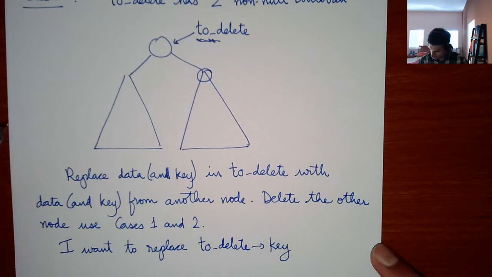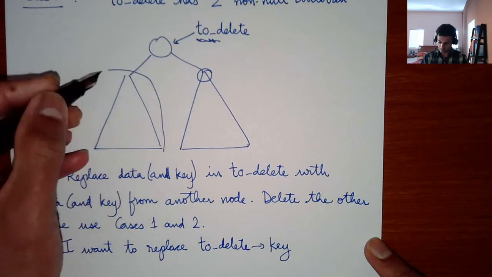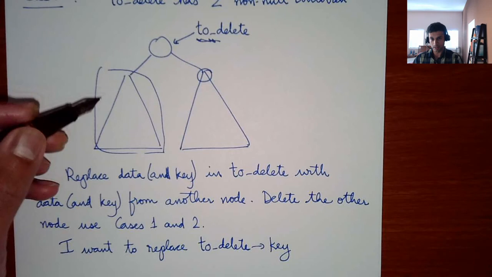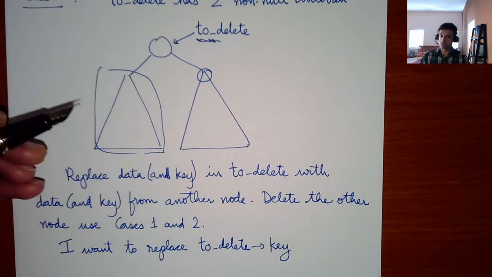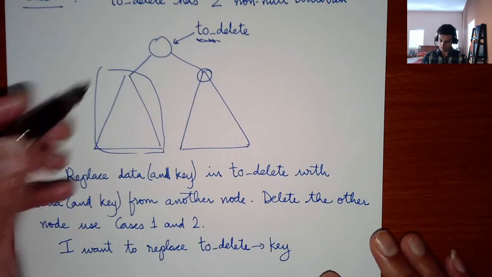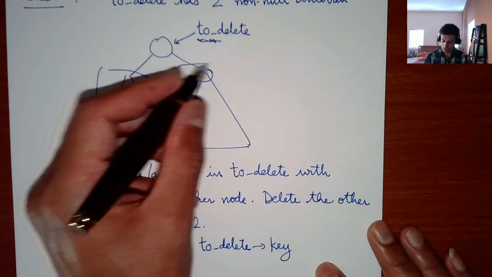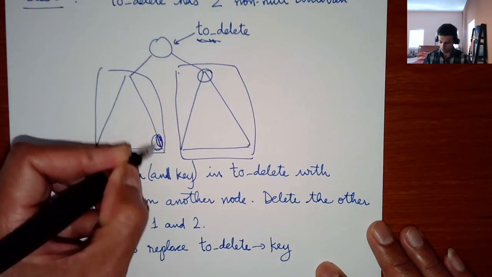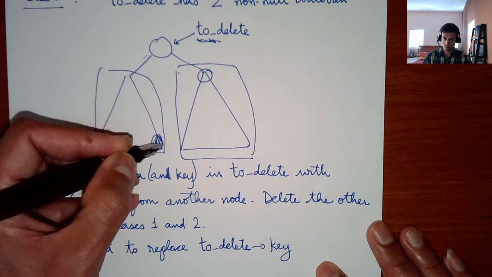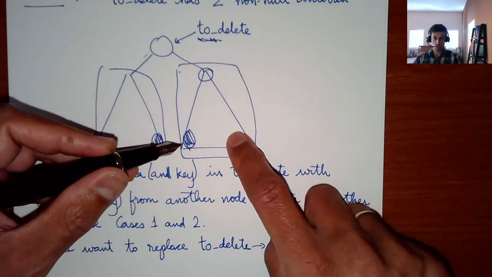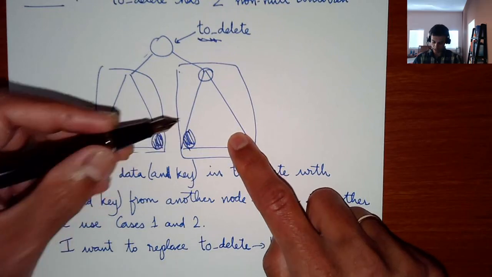You can find the biggest value on the left, the largest key in the left, or you could also do the smallest key on the right. They're both the same. So you find the smallest key in here. So either you find this node or you find this node. This is the smallest key in the right, and that can go here.